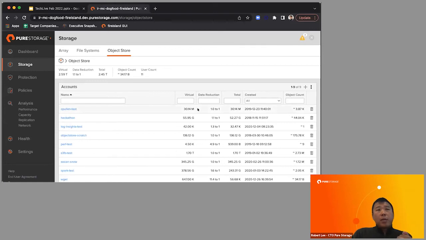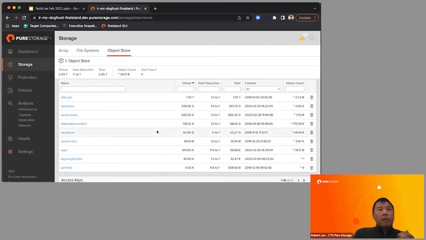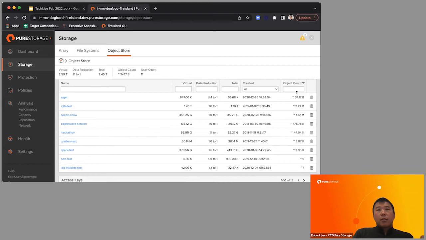Same thing on the object store side. I think this is where you see a bit more of a mix of ad hoc testing. We've got Spark usage. I think the largest bucket we have here is being used as essentially an artifact repository. So all of the artifacts that get built in our build system end up here, and then this becomes the distribution point for those artifacts.